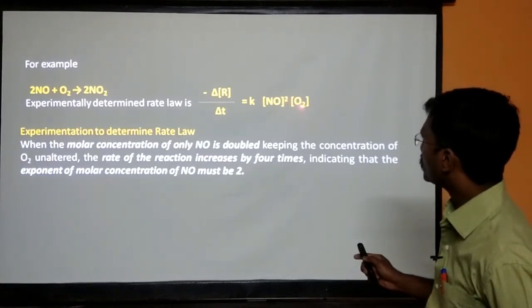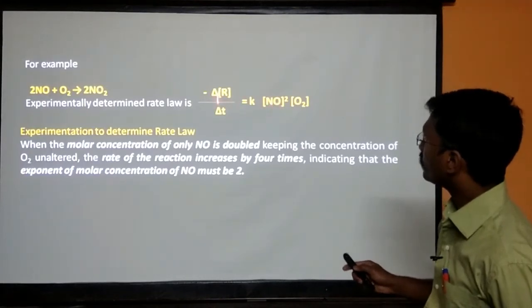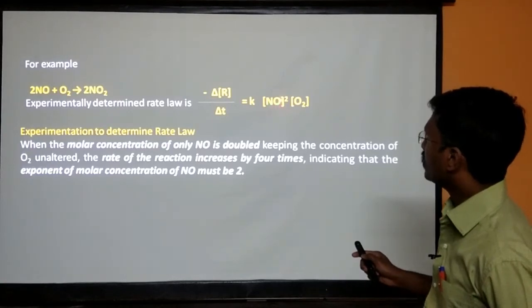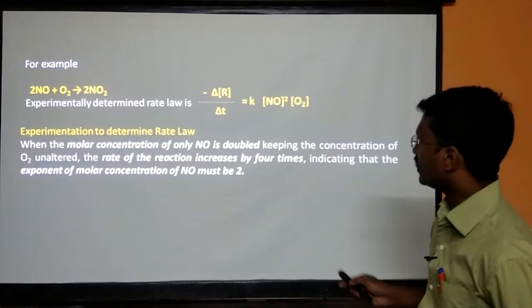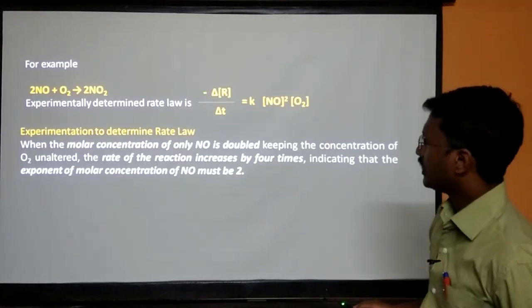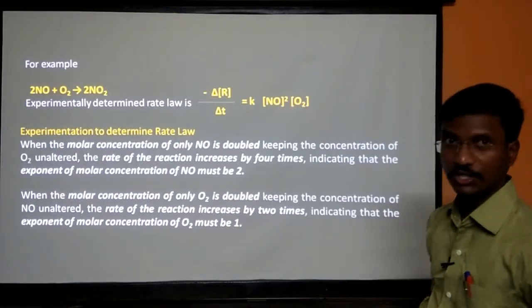We are not changing the concentration of O2. When we double the concentration of NO, the rate of the reaction increases by 4 times. So we are writing that as the concentration is doubled, it is increased by 4 times, meaning the power should be 2. Therefore, next, to calculate the power of O2, just look here, you will understand still more easily.